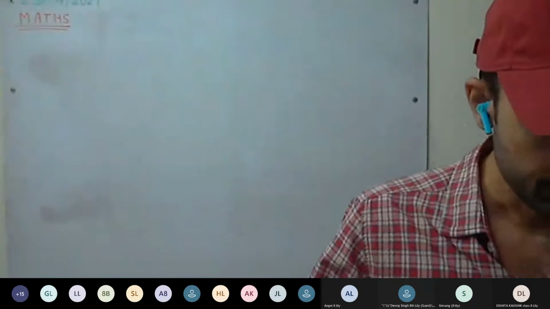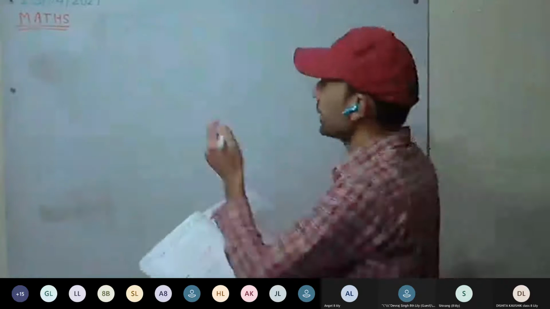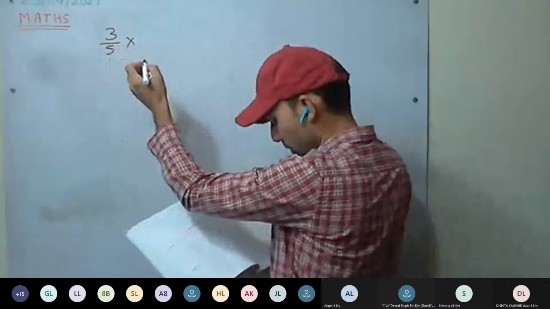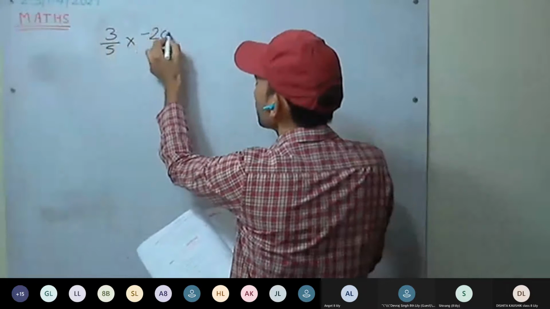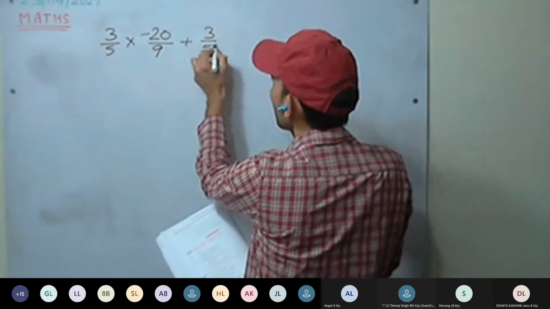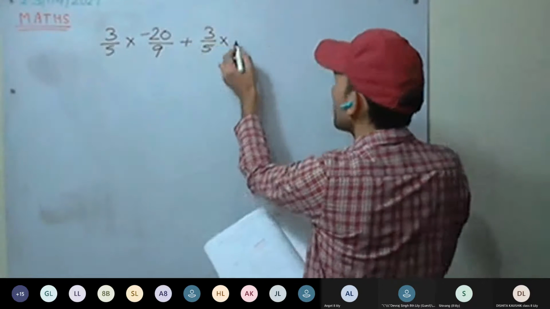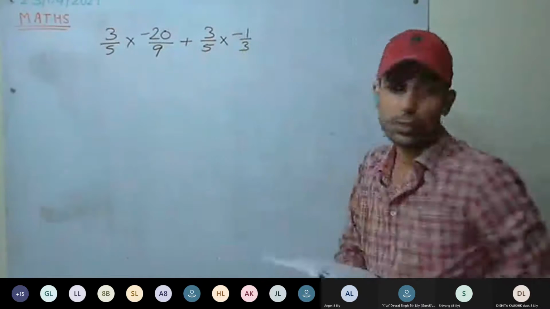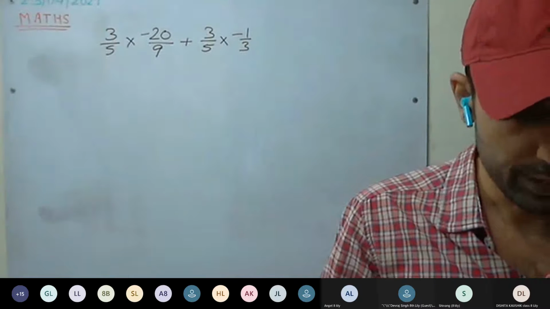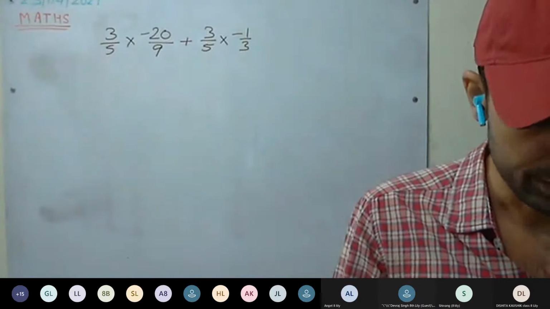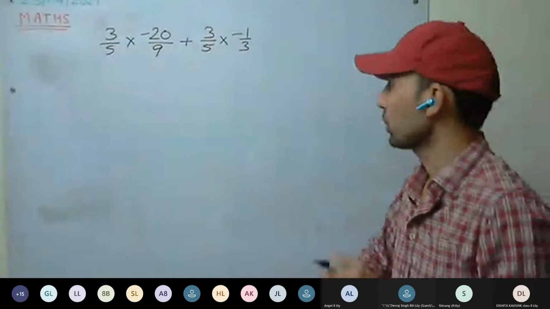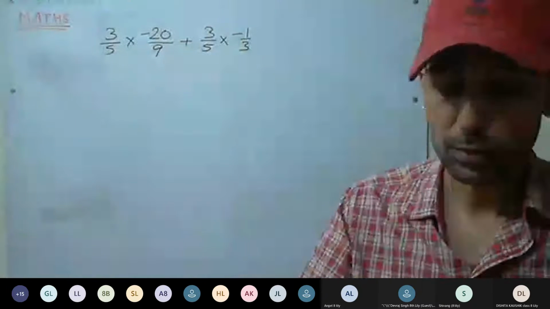Okay, we'll be using distributive property. So see here, the question given is 3 upon 5 into minus 20 upon 9 plus 3 upon 5 into minus 1 upon 3. So read the question first, everyone. Using the distributive property, find the value of each of the following. So we have to use distributive property. Can we use distributive property?